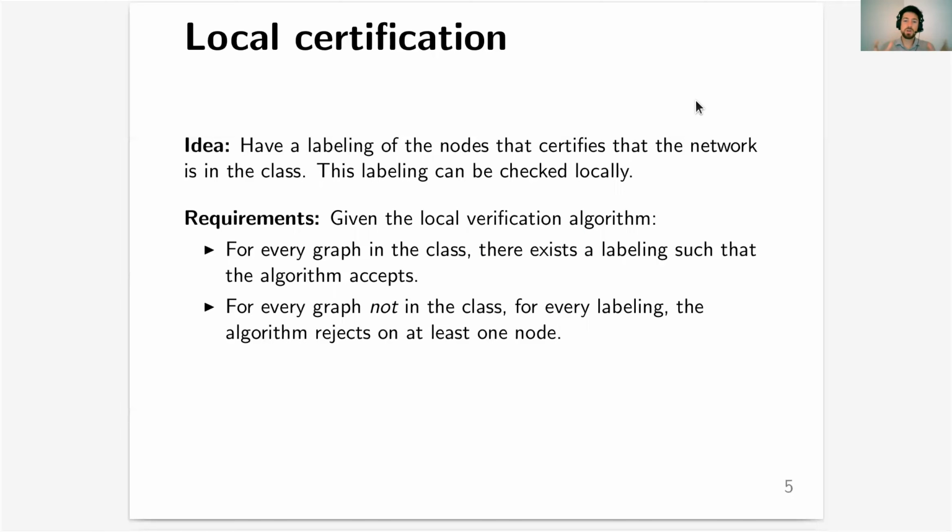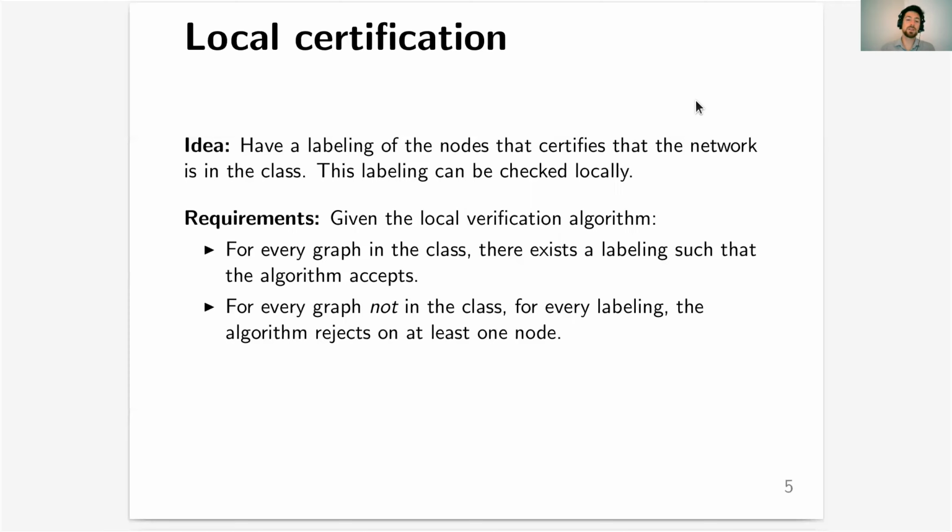I won't go into the definitions, but here is a bit more of a feeling of a definition. What we want is a local verification algorithm. It's an algorithm that looks at some constant distance, or even at distance 1, and looks at the labels in this neighborhood and says, okay, it looks good to me, or no, it doesn't look good, I raise an alarm. And we have two conditions that we want.